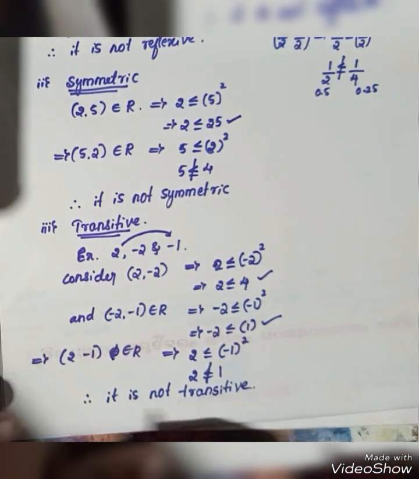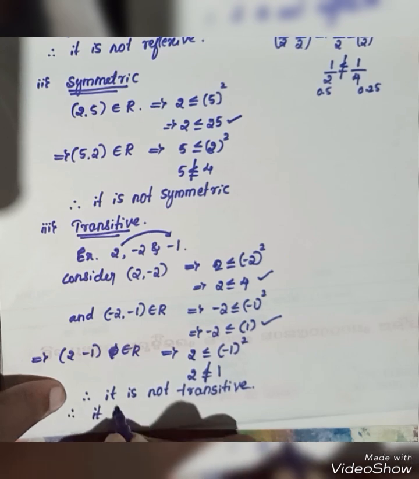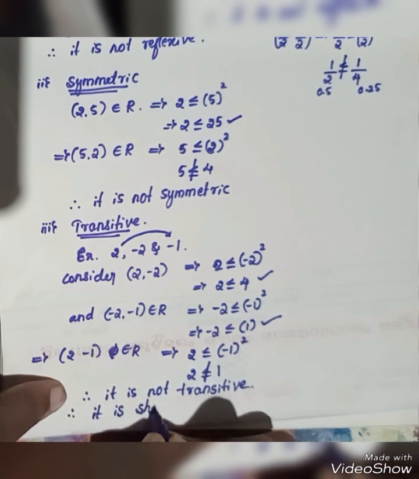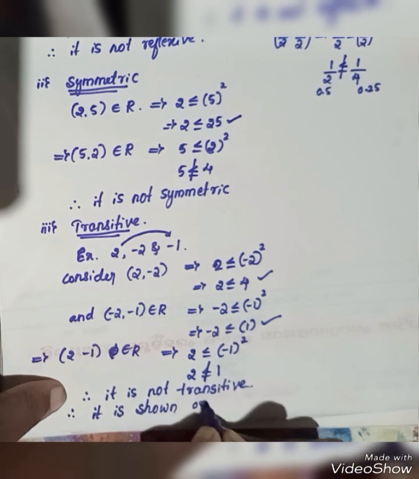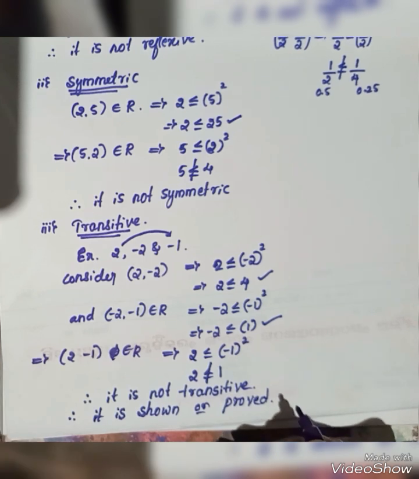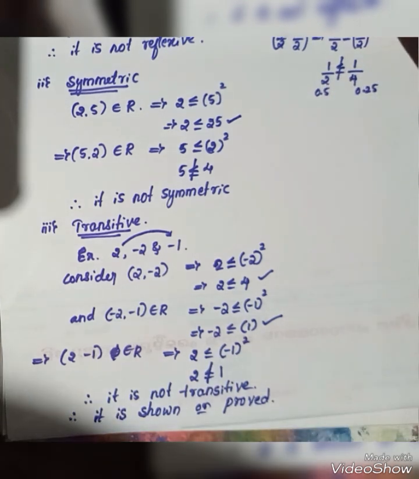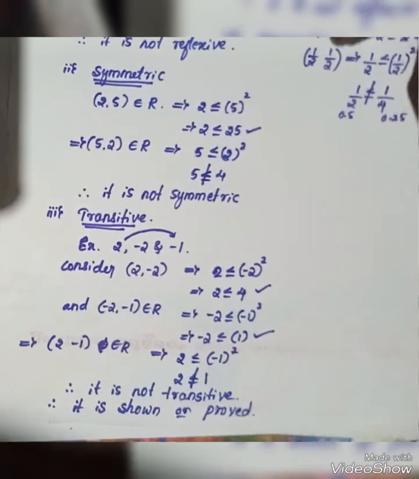Hence, therefore, it is shown or proved. Because in the question they asked, show that the relation R in a set of real numbers is neither reflexive nor symmetric nor transitive. Hence the proof. Now, again, taking another question, question number 3.